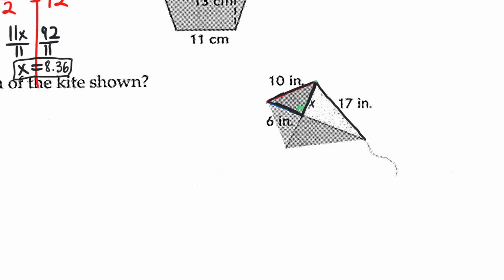So how am I going to set that one up? 6 squared plus x squared equals 10 squared. Yep. Because right now I'm just looking at this triangle right here, the one I just shaded in. That's what I'm looking at for right now. Okay, so let's work this out. We have 36 plus x squared equals 100. Subtract 36. x squared equals 64. Take the square root of both sides. x equals 8.